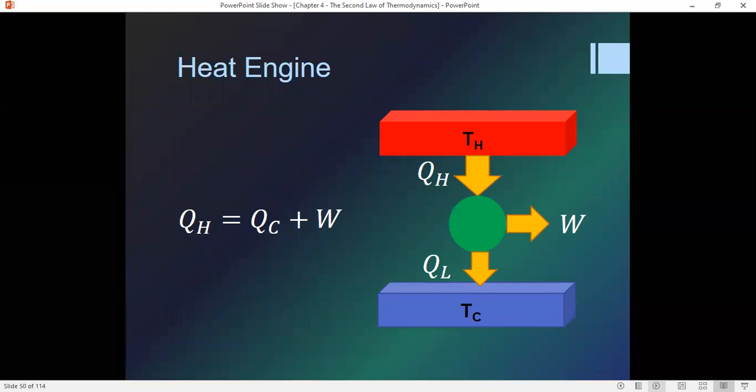And again, for all these different cases, the heat engine, we have energy which is coming in in the form of QH. Some of that is converted into work. Some of that is just converted into heat that's going to be exhausted out.